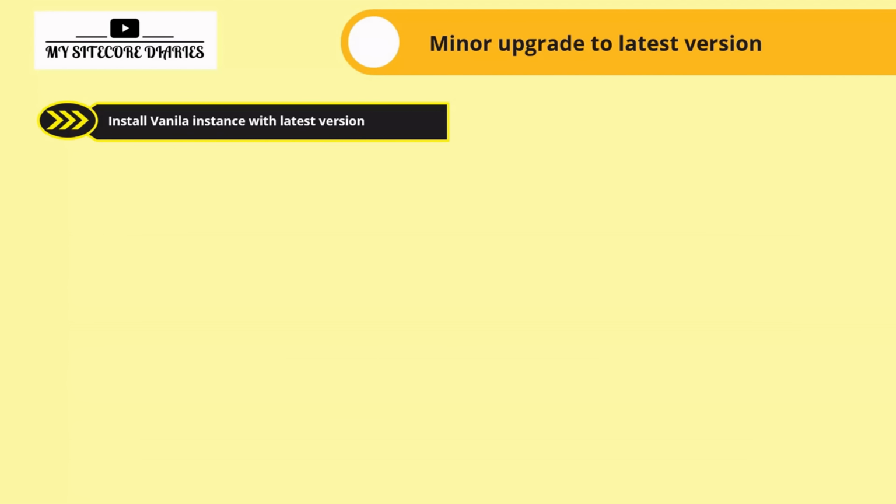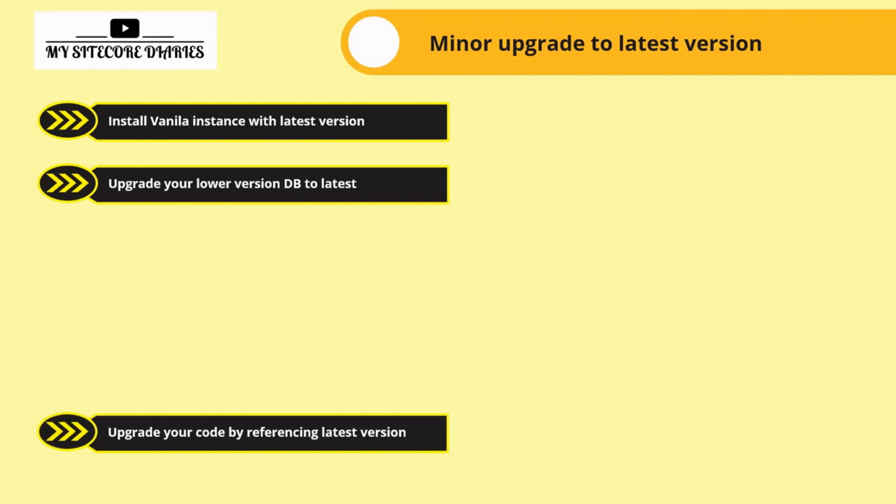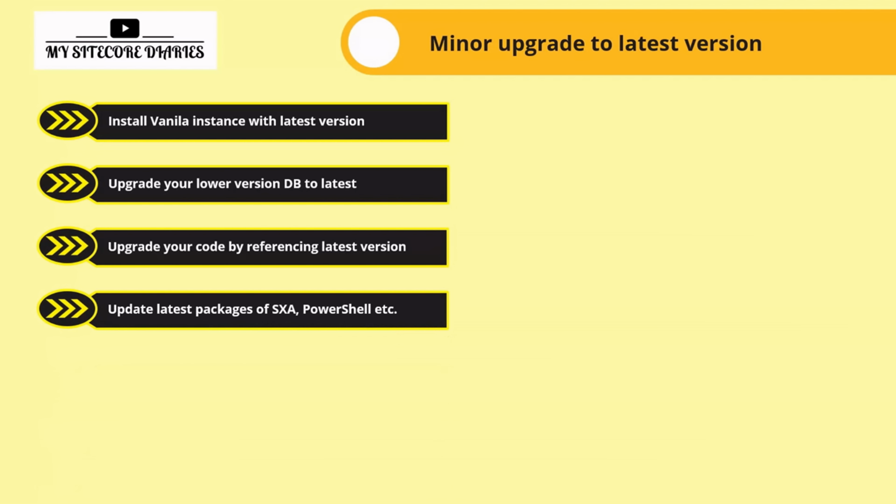First thing is to install a vanilla instance with the latest version. I'm giving the approach of a side by side upgrade. You can upgrade your lower version DB to the latest version. You can utilize the in place upgrade approach, where you have the script which you can update, or you can migrate your content. As we said, we can utilize content serialization techniques like Sitecore content serialization or Unicorn. Upgrade your code by referencing the latest version, so you have to remove the old version reference and add the new version reference. Update the latest packages of SXA, PowerShell, etc. Whatever modules you are using, check them and update them.